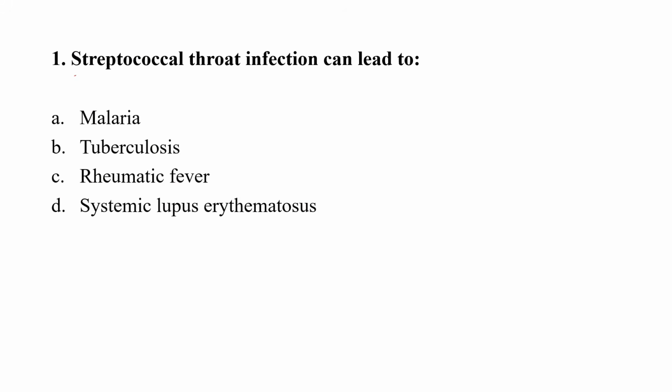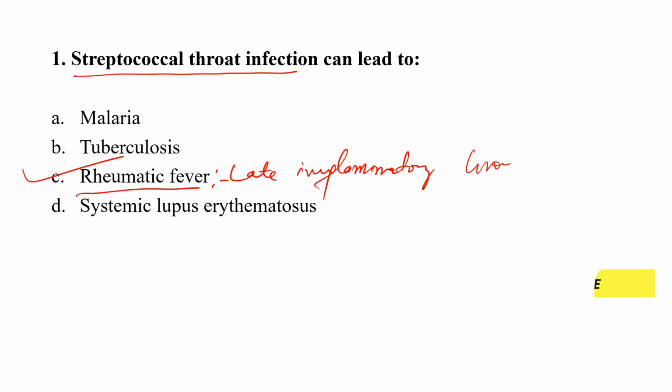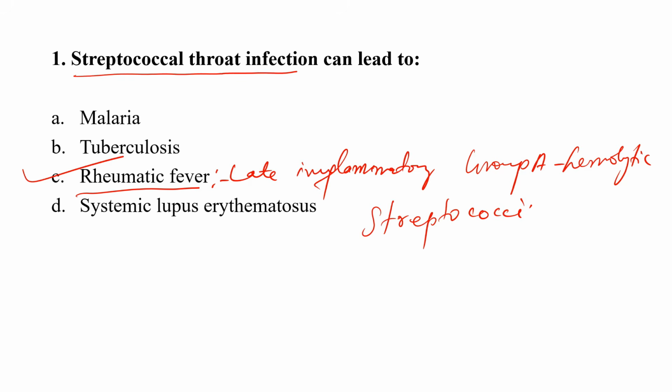Question number 1. Streptococcal throat infection can lead to option A, malaria, option B, tuberculosis, option C, rheumatic fever, option D, SLE. Correct option here is option C, that is rheumatic fever. Rheumatic fever is a late inflammatory non-suppurative complication of pharyngitis that is caused by group A hemolytic streptococci.